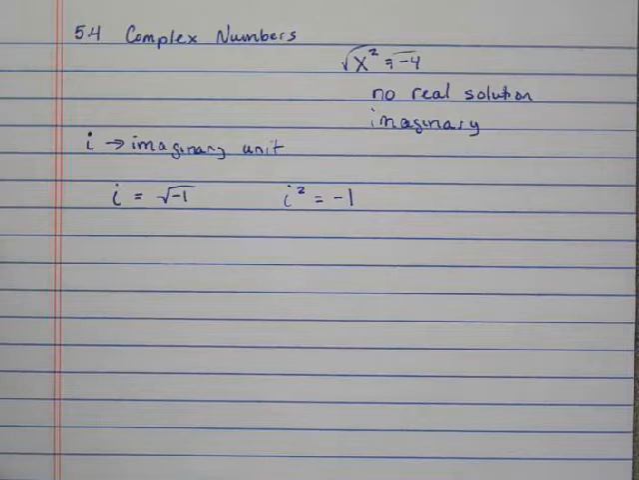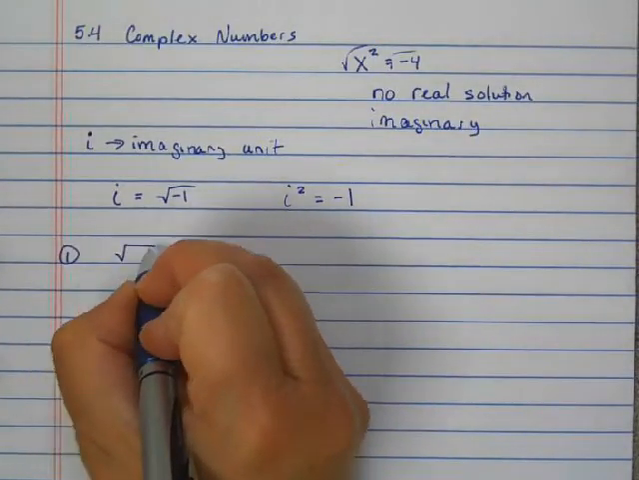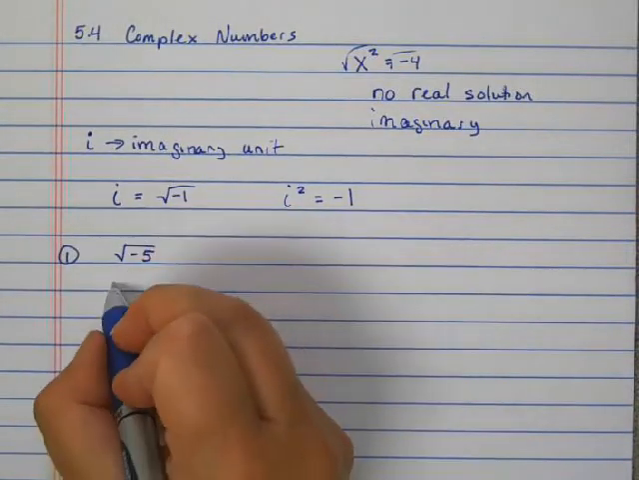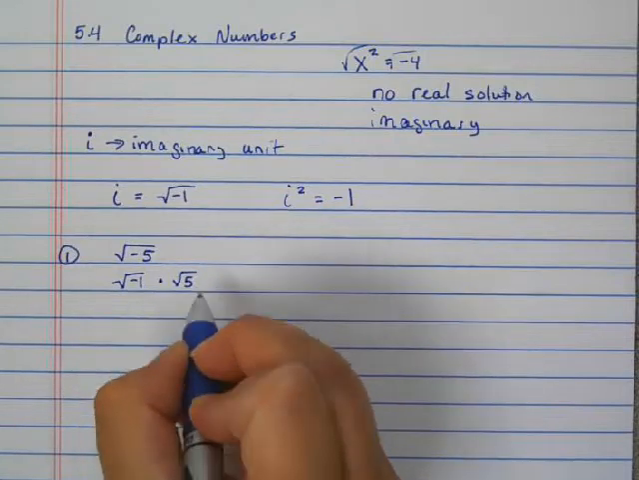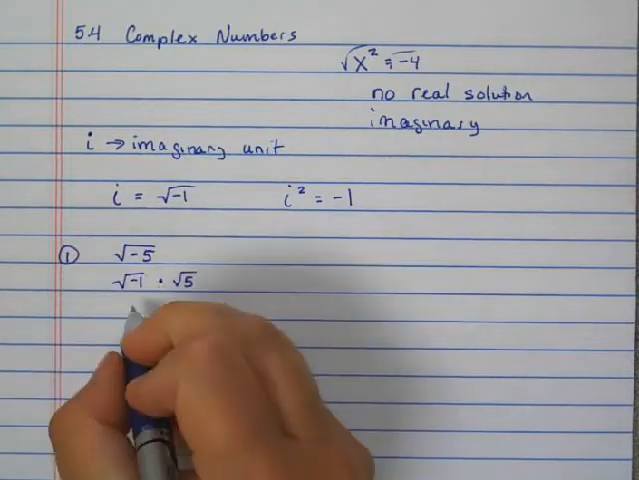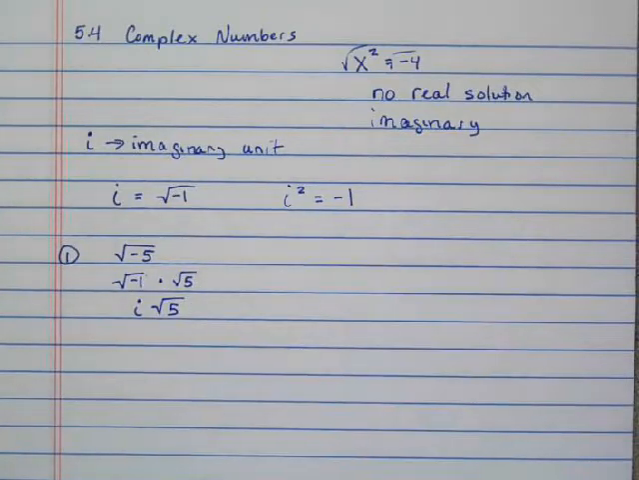So this would be example 1, square root of -5. When you see the square root of -5, what that means is I have the square root of -1 times the square root of 5. And the square root of -1 is the same thing as i. So my answer would be i square root of 5.